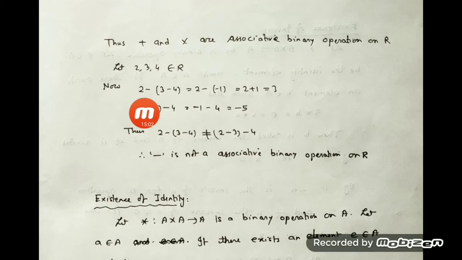Then we do the operation between 3 and 4 first, then minus 2. That is 2 minus (3 minus 4). Do the operation of 3 minus 4 first, it is minus 1. Then 2 minus minus 1, that is 2 plus 1, which is equal to 3.